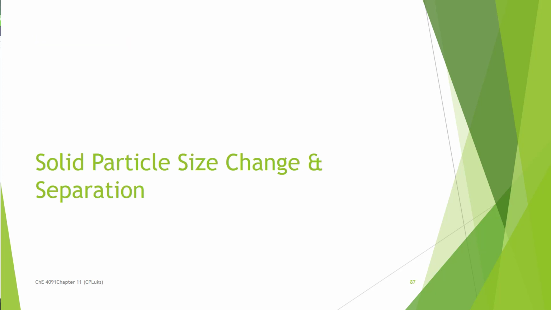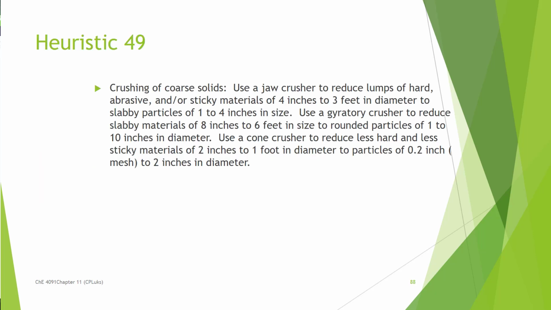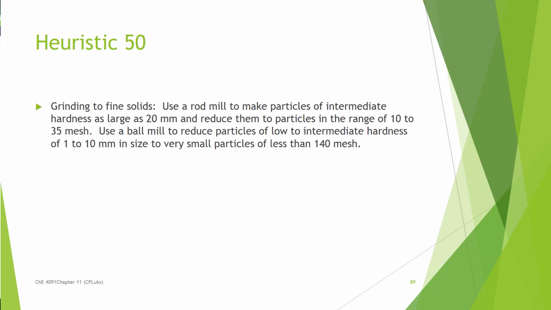If you have a process where you need to change solid particle size or separate solids, we have crushing concerns. So jaw crushers, gyratory crushers, and cone crushers are the ones that are used. If you're needing to grind to fine solids, for instance, I do this every day with my coffee, you're going to use a rod mill or a ball mill.